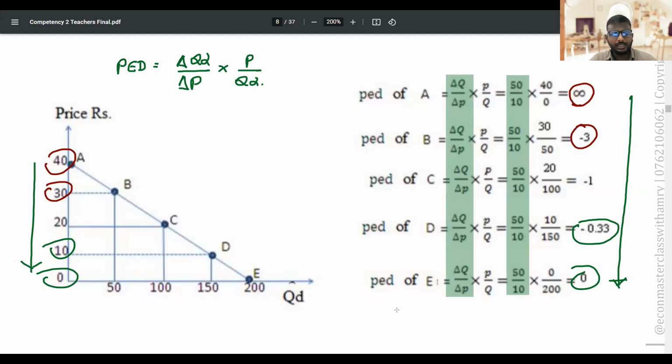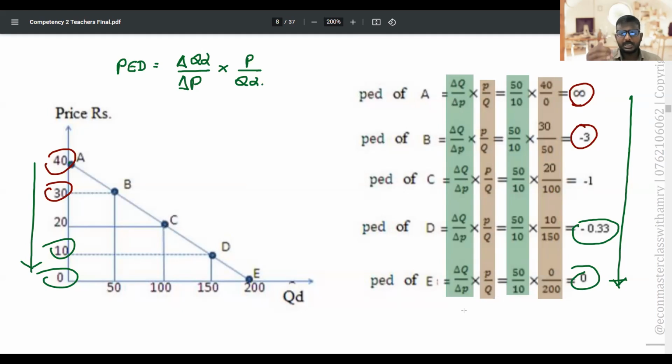Then you only have two parts in the equation. One is the variance of the slope. The other is the ratio between price and quantity demanded. At every single point, you have a certain price, and for that price a corresponding quantity. That is what's changing. When you move from A to B to C to D to E, the slope doesn't change. The slope is just 5: 50 over 10 means 5. But what is changing is that at every point, price and quantity demanded are different.